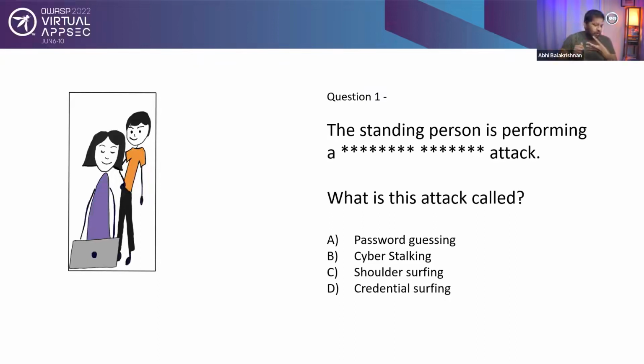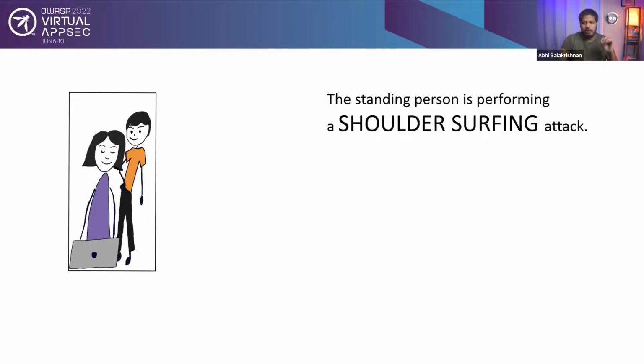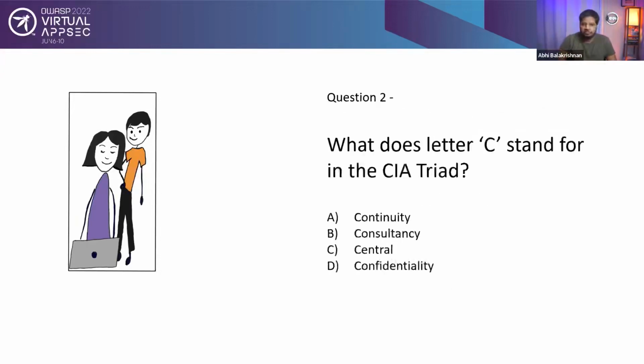You have 4 choices: A, password guessing; B, cyber stalking; C, shoulder surfing; D, credential surfing. If you can guess or say what's the answer, I'll take a quick look into my Whova app to see if I have any responses. Shoulder surfing, that is the correct answer. The standing person is performing a shoulder surfing attack.